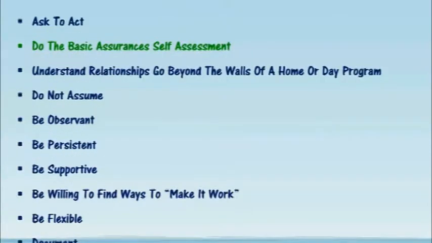Now, these are some of the best practices that are key in improving scores for Indicator B, which is recognizing emerging support networks, and Indicator D, facilitating each person's desire for natural support. First thing, you've got to ask to act. You really can't do anything if you don't know what people are wanting. Do the basic assurance and self-assessment. Have an understanding that relationships go beyond the walls of the home or the day program. Don't assume. Don't wait for someone to say, I want this or I need this. You go back to, you've got to ask to act.